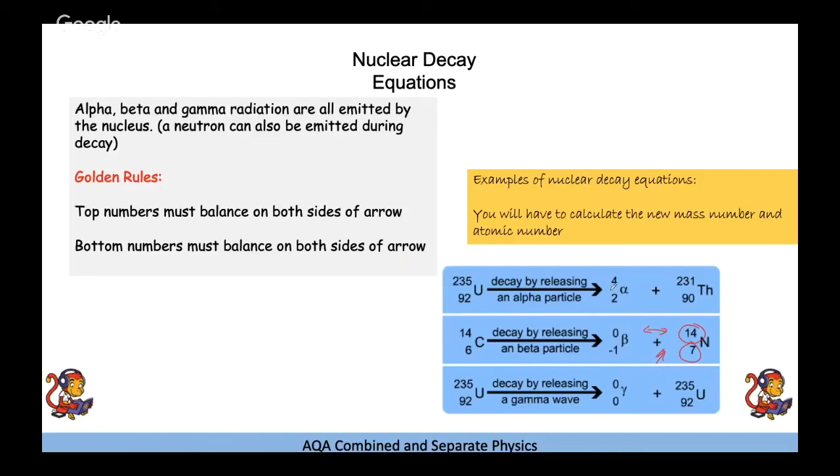What's the effect of alpha radiation? Mass number goes down by 4. And the atomic number goes down by 2. Gamma radiation is lovely, no change.